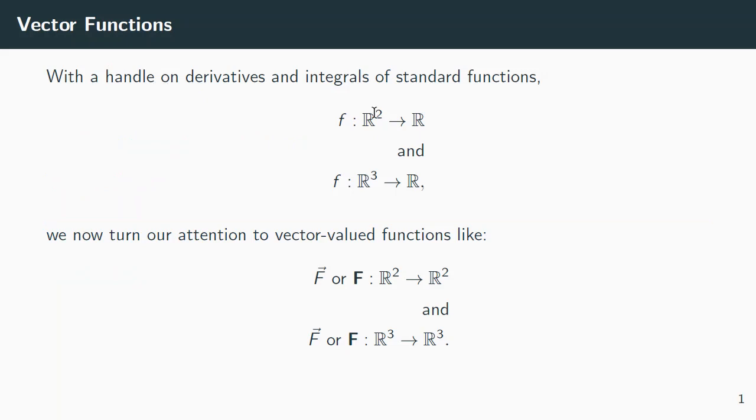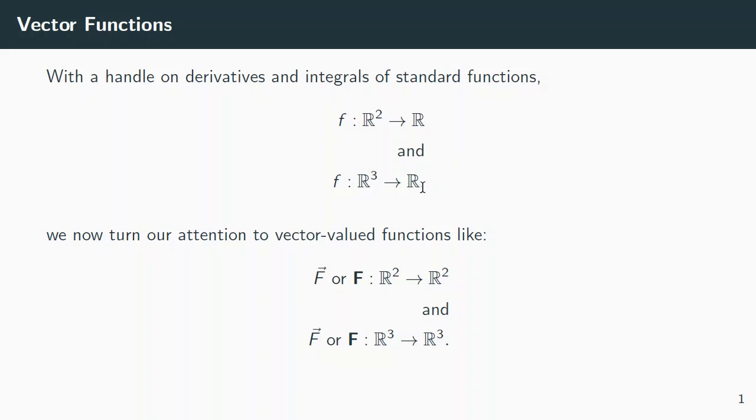So in this class we've been doing multivariable functions like f of x, y equals x squared plus y squared, or f of x, y, z equals x plus y plus z, or something like that. But you've taken a point in the plane, or a point in space, and then you output a single number.